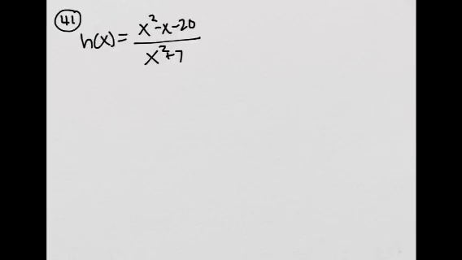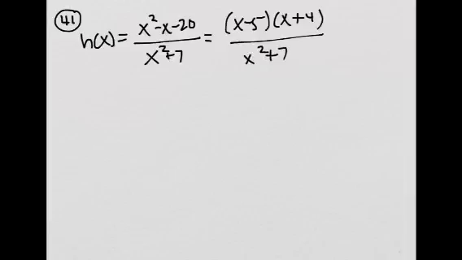So for 41, it's going to be x minus 5 times x plus 4 over x squared plus 7. Again, the denominator does not factor on this one. So the zeros are 5 and negative 4, because those are the ones that make the numerator 0.